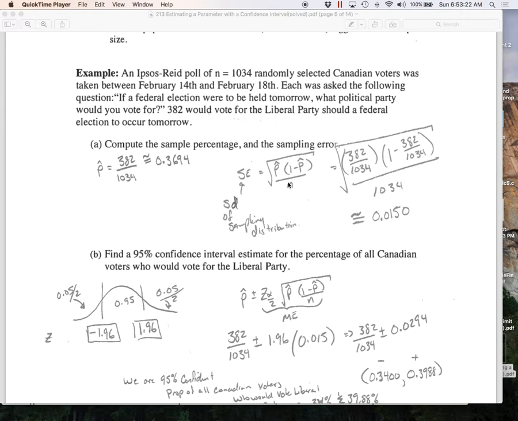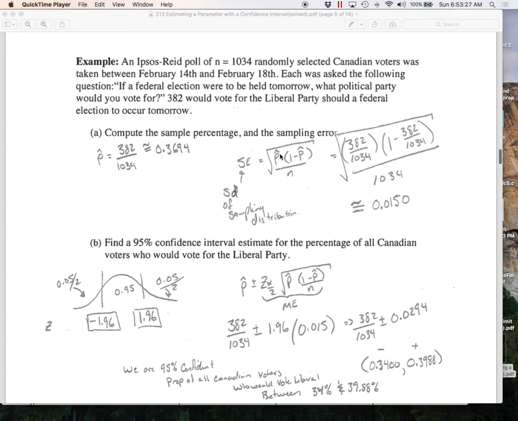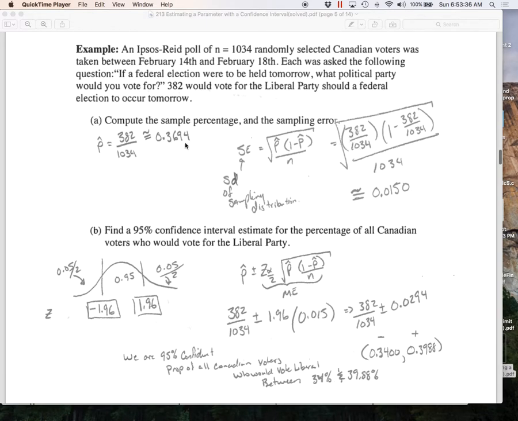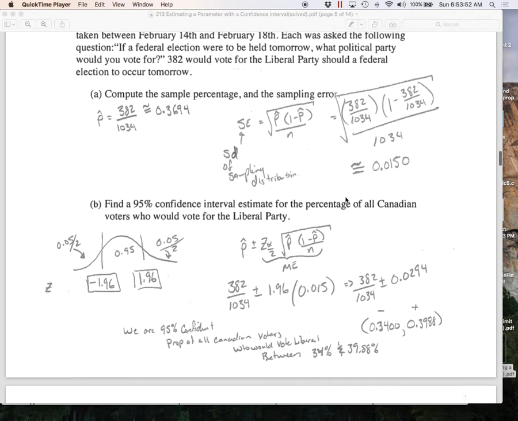What is the sampling error? Again, we don't know exactly what it is because we don't know what p is, but we can estimate it by using p hat times 1 minus p hat divided by n, and then take the square root of everything. In this particular case, here we found what p hat was. So here's p hat, 1 minus p hat, and divided by n. So here we're saying the standard deviation of the sampling distribution, also called the standard error, looks like it's 0.015.